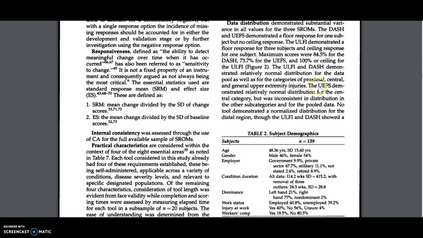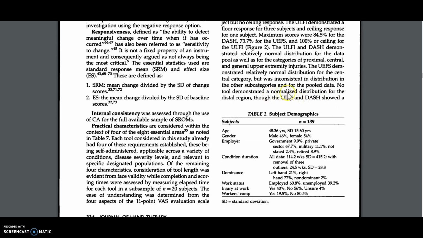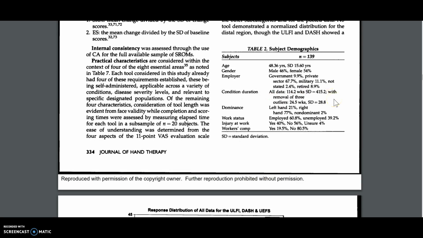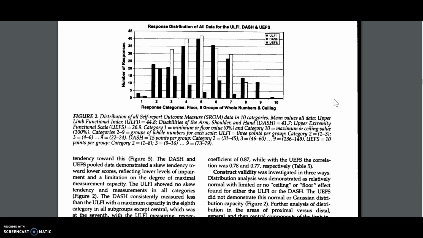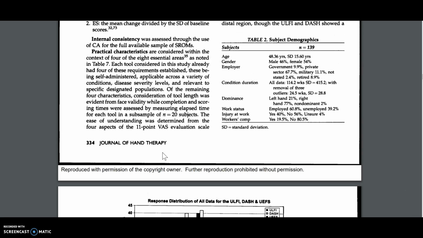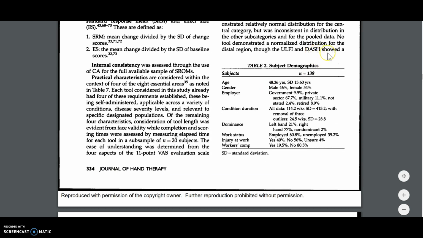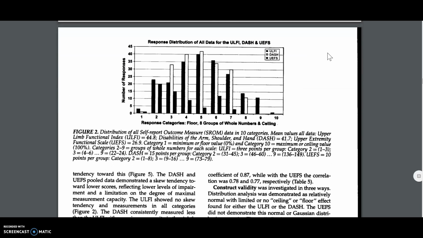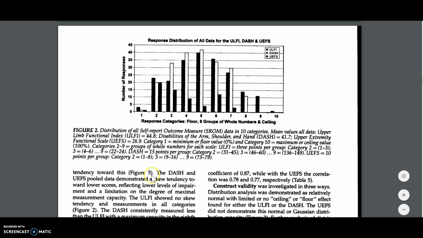The UEFS demonstrated relatively normal distribution for the central category, but was inconsistent in distribution in other subcategories for the pooled data. No tool demonstrated a normalized distribution for the distal region, though the ULFI and the DASH showed a tendency toward this, and we'll take a look at that in figure 5.